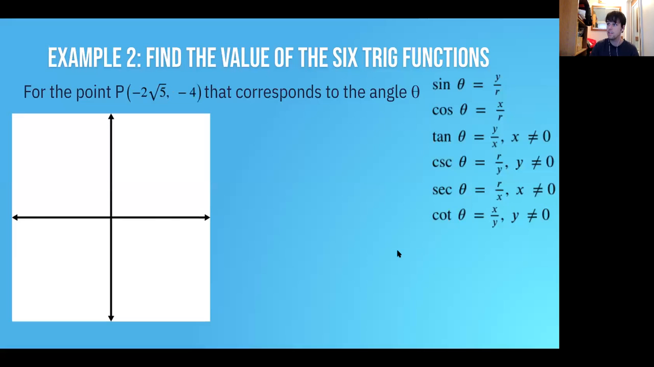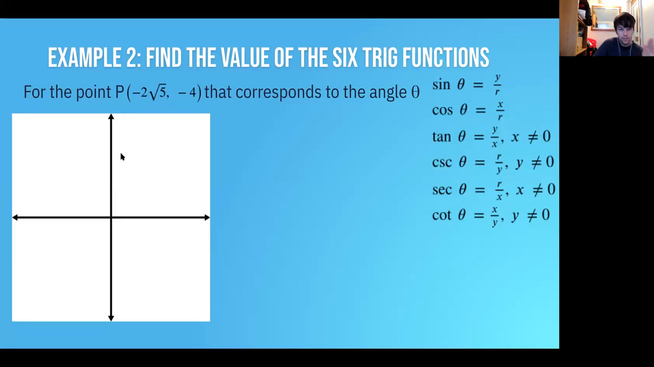All right, last example here. Again, we don't think this point is probably on the unit circle. Well, definitely not, because this is -4. It's going to be more than a radius of 1, because we have to go down 4. All right, so let's go ahead and estimate where this would be.